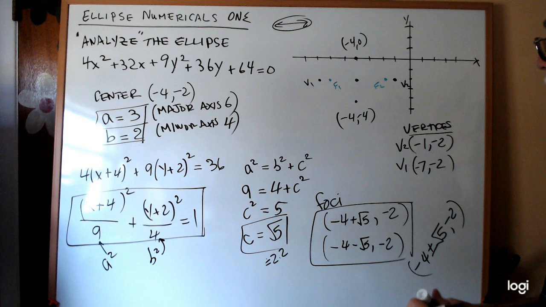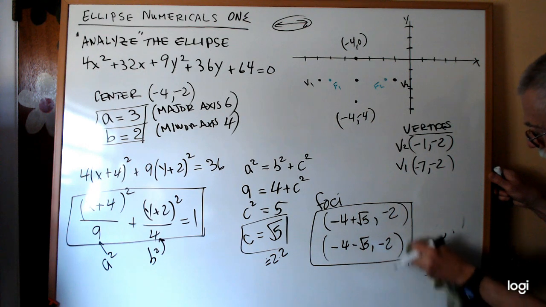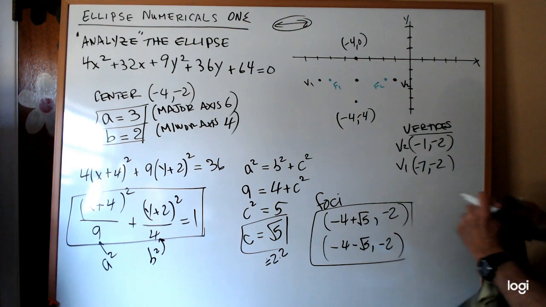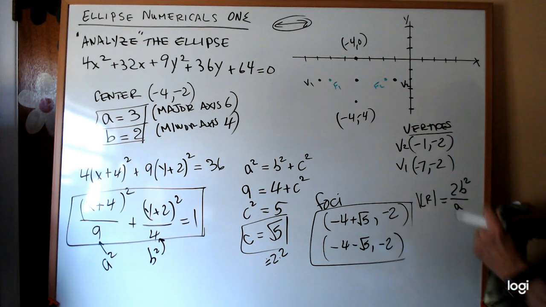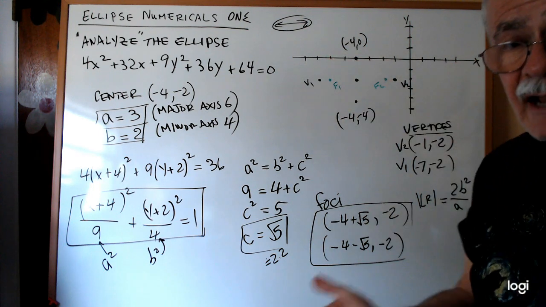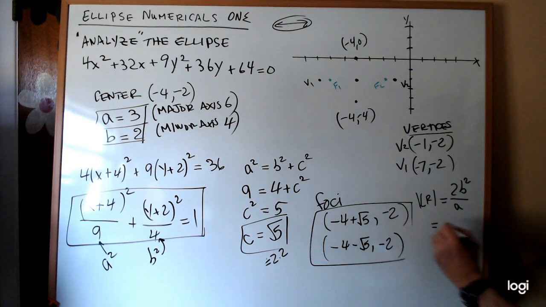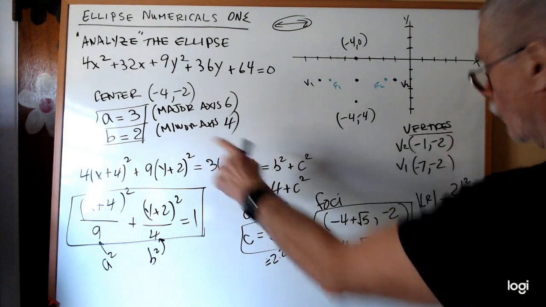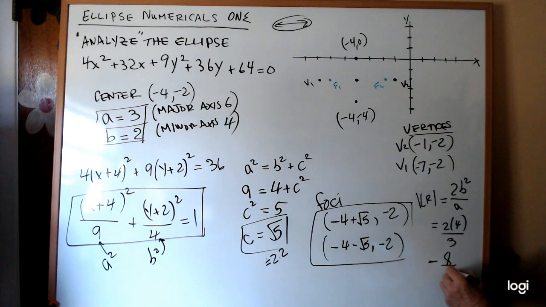The other thing I would like to get is the length of the latus rectum. So let me make a little bit of space here. The length of the latus rectum is 2b squared over a. And don't forget, the purpose of that is to help us decide how much up and how much down to count to get the correct curvature spread. So b squared is how much? 4. So it's 2 times 4. A is 3. So I get 8/3 as the length of the latus rectum.